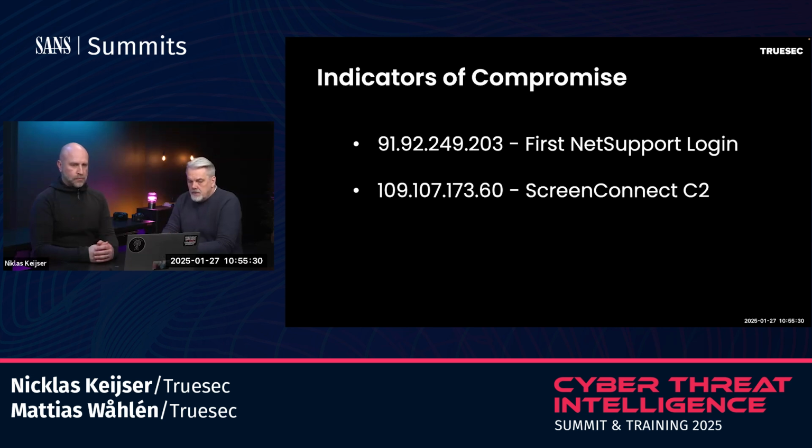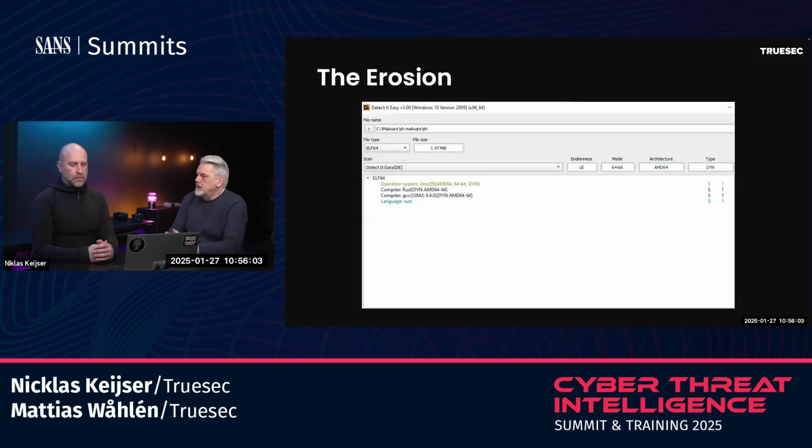Specifically two IP addresses. The first one was the very first IP address used in the attack when they logged in through NetSupport. And the second was the C2 IP for the ScreenConnect they used for persistence. We're going to leave those two IP addresses there. We're just establishing them now, and we will get back to them later in our presentation. But all this was enough for us to want to dig deeper. So we decided to start reversing malware, and this is what my colleague Niklas did.